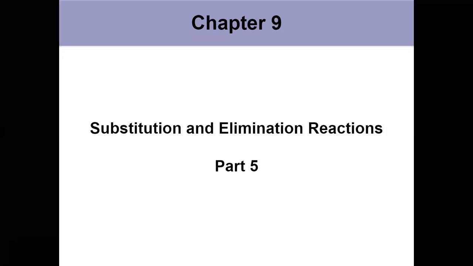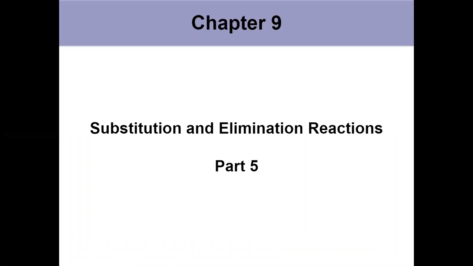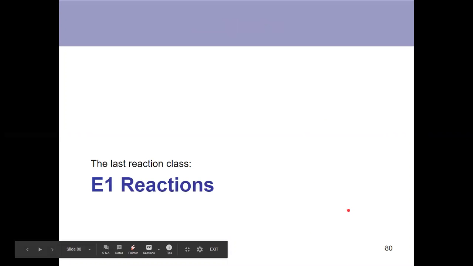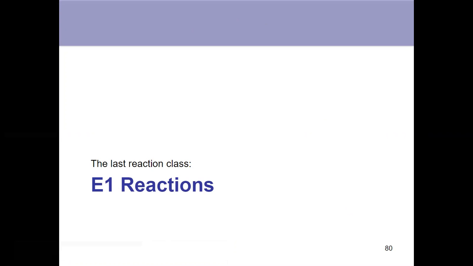Alrighty, in part 5 here, we are going to finish our elimination reactions by getting the E1 mechanism, see a little bit about stereochemistry of elimination reactions, and that'll leave parts 6 and 7, where we look at competition between substitution and elimination. But our last reaction class is E1 reactions, elimination unimolecular.